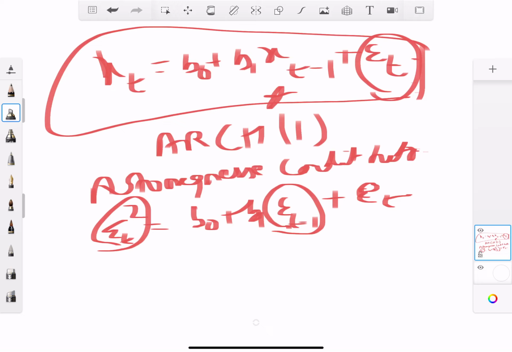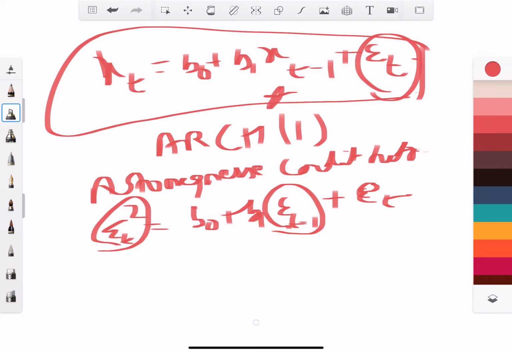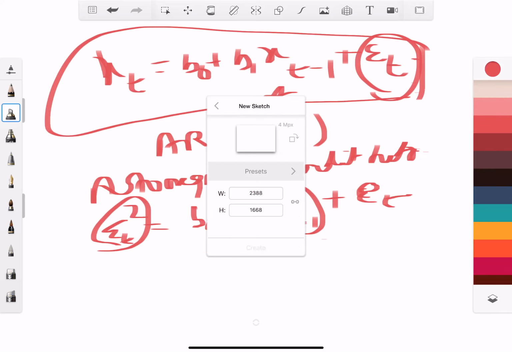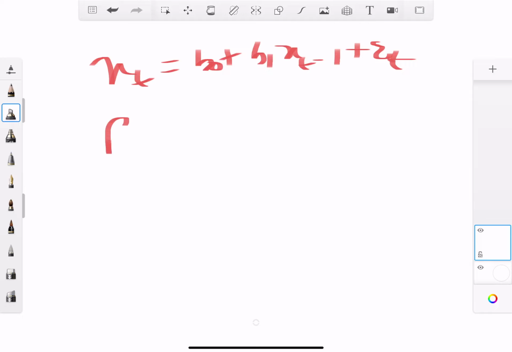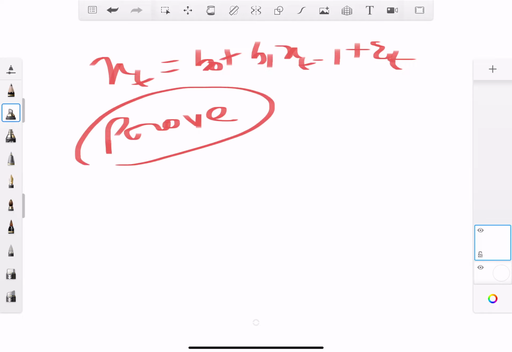Now, once you find out there is no autoregressive conditional heteroskedasticity, the final step is going to be what? You have done the testing for seasonality, and you have done the testing for autoregressive conditional heteroskedasticity. You came up with a particular model, and now you have to prove how good this model is.